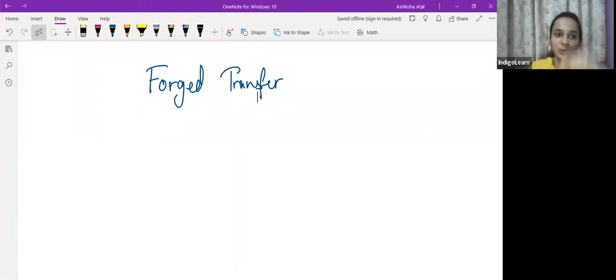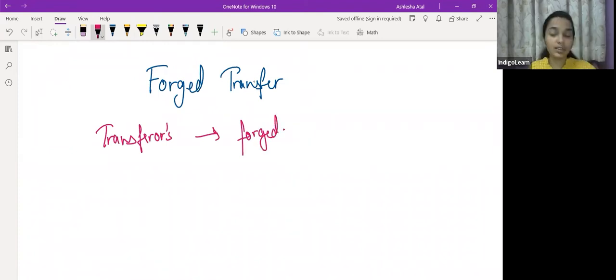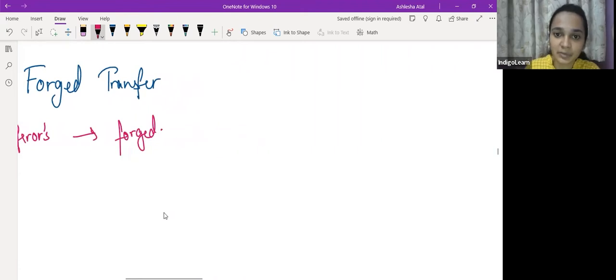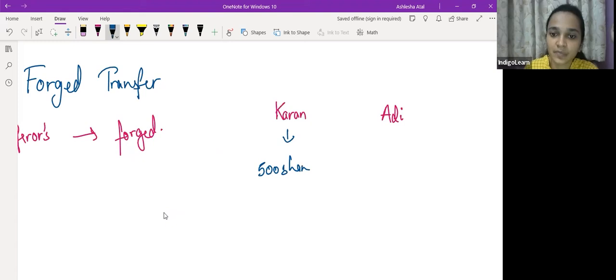So say in a situation the transferor's signature on the transfer document is forged. The transferor's signature is forged, meaning the transferee himself signed on behalf of the transferor. Say, for example, there is a person Mr. Karan, and Karan has a son, Adi. Karan holds 500 shares in TCS. करण के पास TCS के 500 shares है.